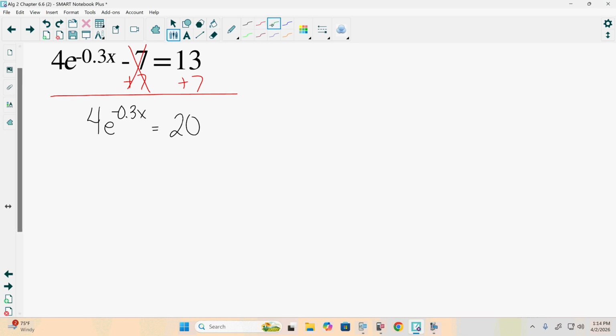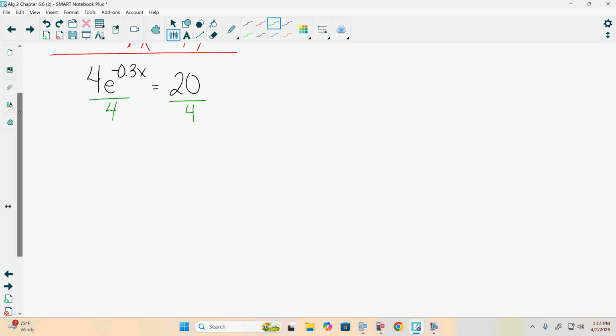Is e by itself? No, we have to do what? Divide both sides by 4. The 4 and 4 will simplify, leaving us with e to the negative 0.3x is equal to 5. Now do we have one term on either side? So now we can move on to getting that variable out of the exponent. And what log will we apply to both sides? Log base e, or the natural log.